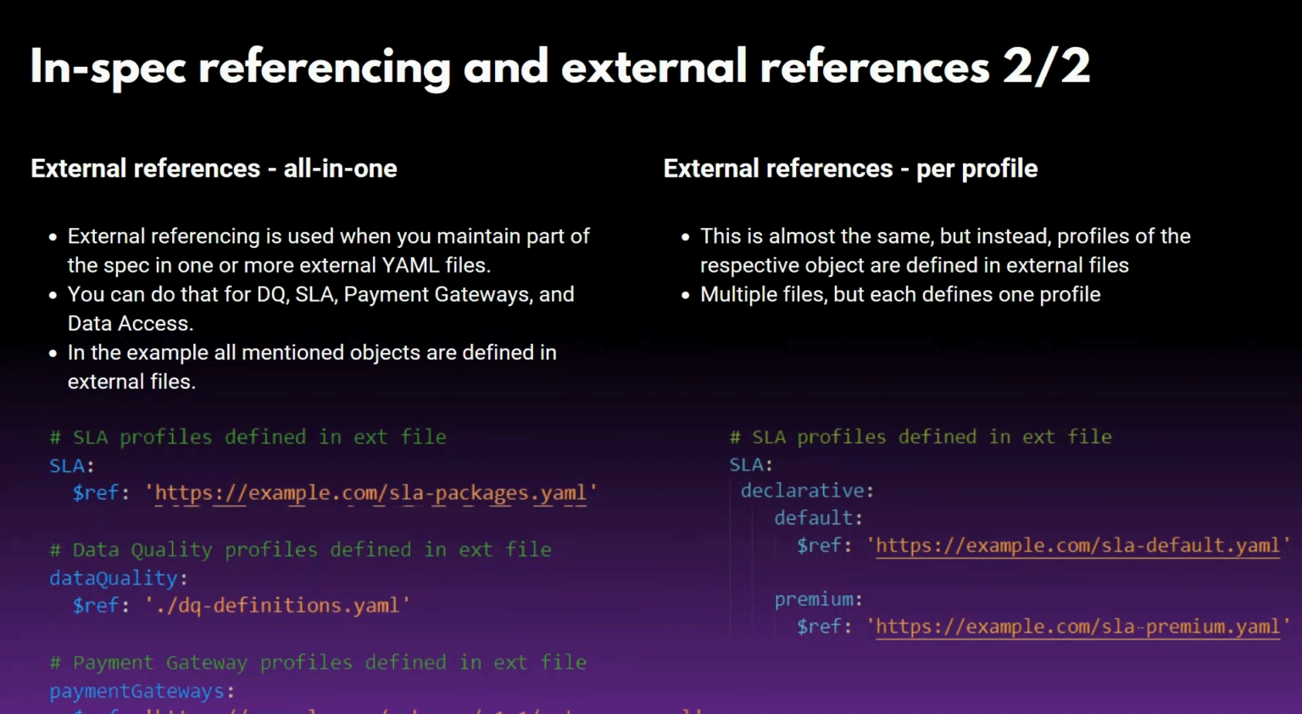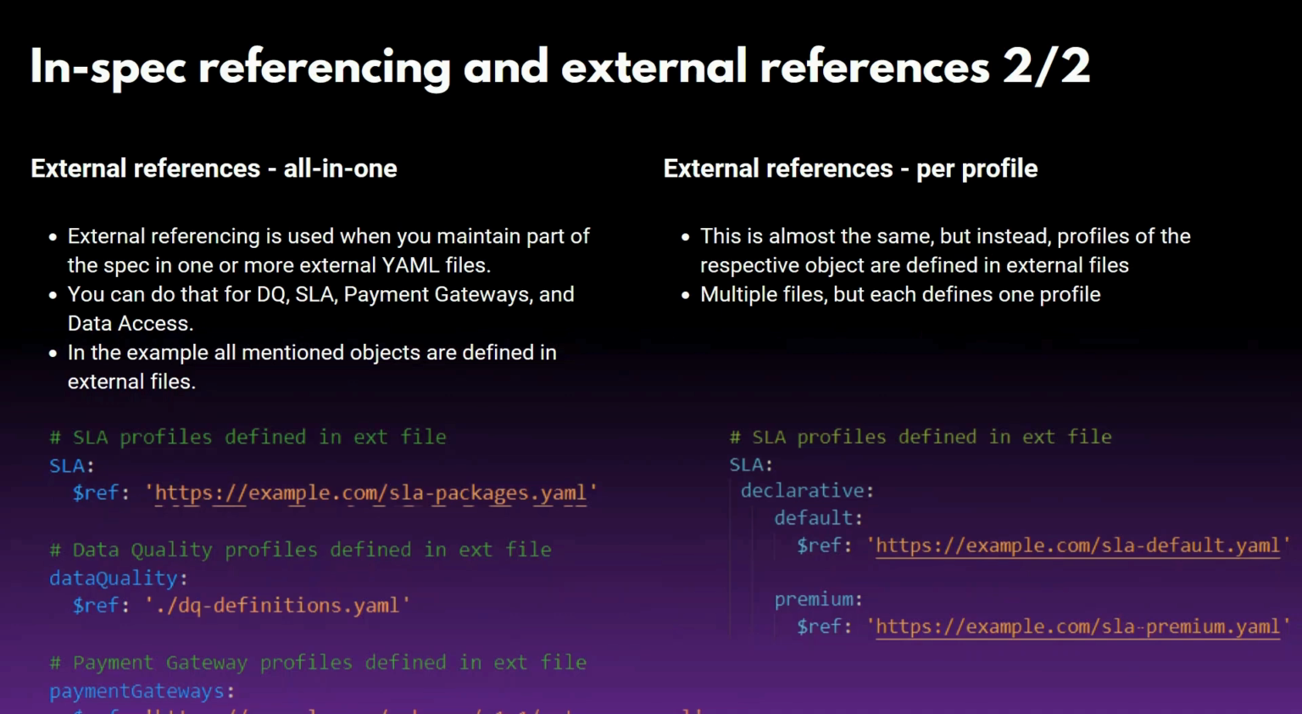Same for the data quality in the example. All of the definitions, all the profiles are in one local file in this case. And the same would apply for the gateways and also the data access. All of them, all profiles in one file, and then referencing it. On the right side, you have the per profile approach, which is almost the same, but instead of packaging all of these profiles in one file, you have a file for each of the profiles. So you will have multiple files, but each of them defines one profile, for example.